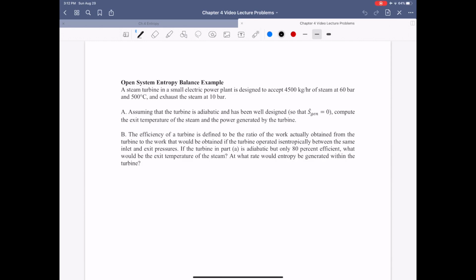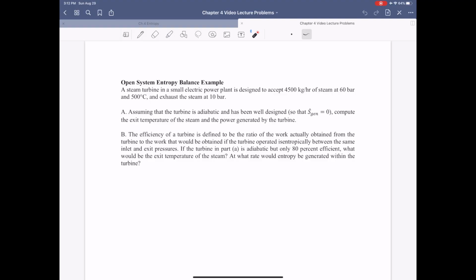Let's practice applying the open system entropy balance. In this problem, we're going to focus on a turbine in which steam flows through it. The steam enters the turbine with a mass flow rate of 4,500 kilograms per hour, a pressure of 60 bar, and a temperature of 500 degrees Celsius. As the steam exits the turbine, its pressure is lowered to 10 bar.